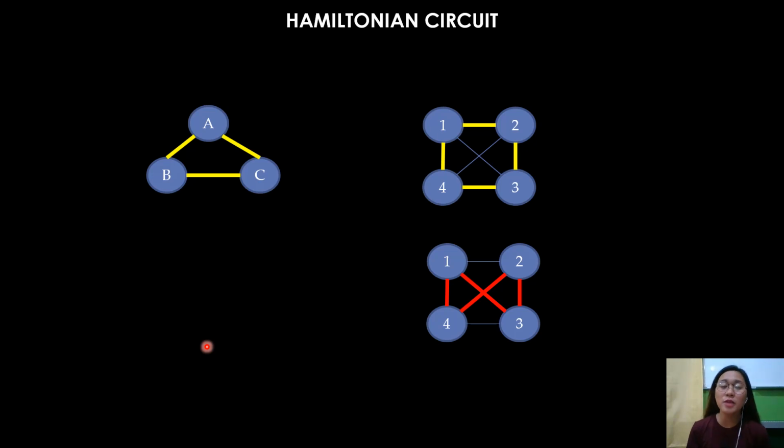What is the difference between Hamiltonian path and Hamiltonian circuit? When we say Hamiltonian path, it's simply that you must visit all the vertices of the graph exactly once. While Hamiltonian circuit is that you must visit all the vertices exactly once and end with the same vertex where you started. And that's all.